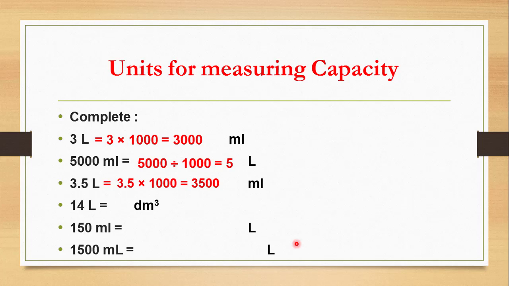The next one, from liter to decimeter cube. We said before liter is the same as decimeter cube, so I write 14. 150 milliliter to liter, from small to big. Divide by 1000. It will be 0.15 liters. The next one, also from milliliter to liter, so I'll divide also by 1000 to be 1.5.